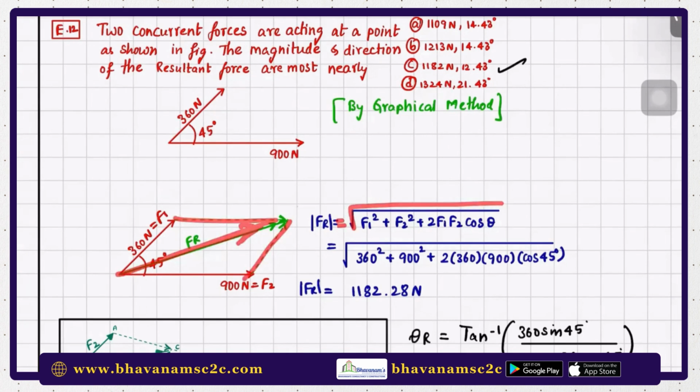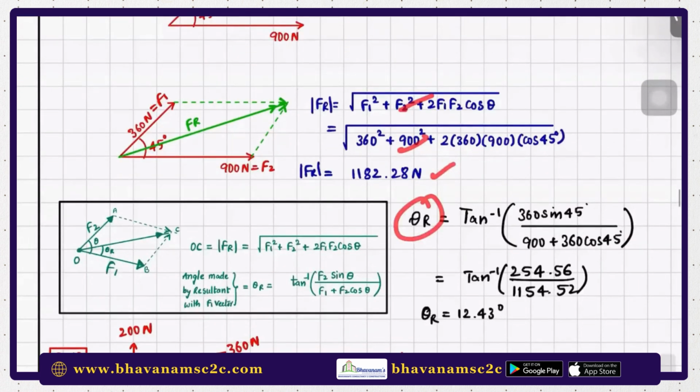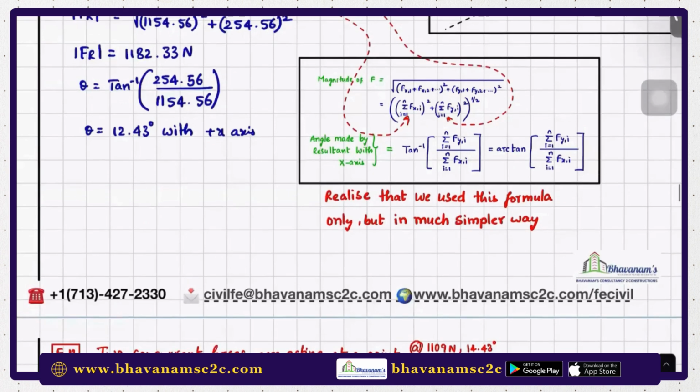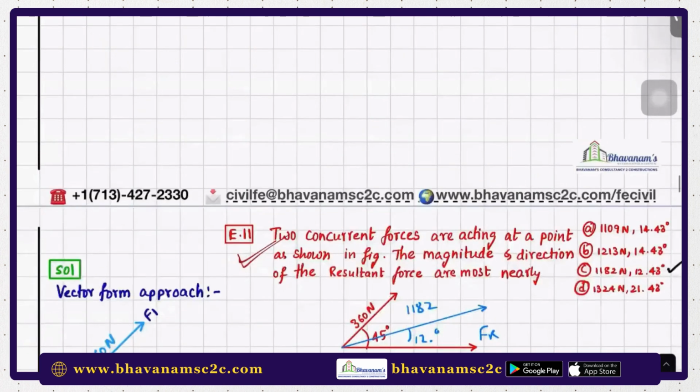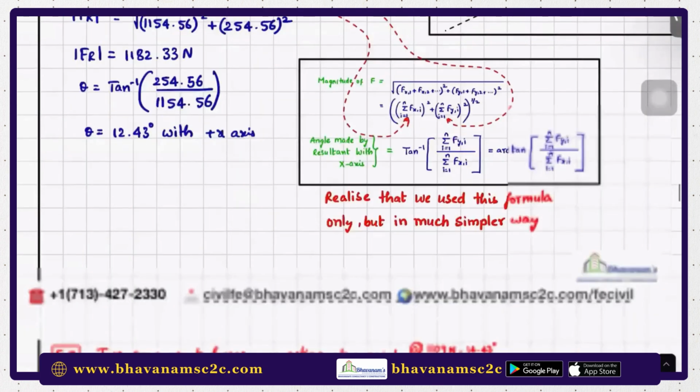Apply in the formula. In the place of F1, place it as 360. In the place of F2, place it as 900. Even if you take it as F1 or as F2, you will get the same answer, because choosing the forces as 1 or 2 is our choice. So this is the case, and you know theta here as a formula as I showed in the previous page, somewhere here. So copy paste this formula, then you will get the answer theta as 12.43 degrees.